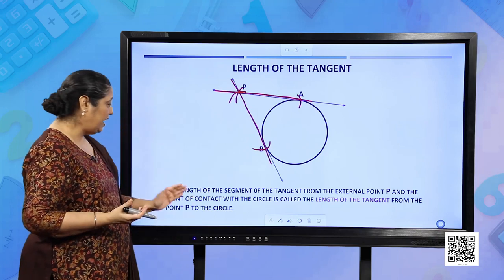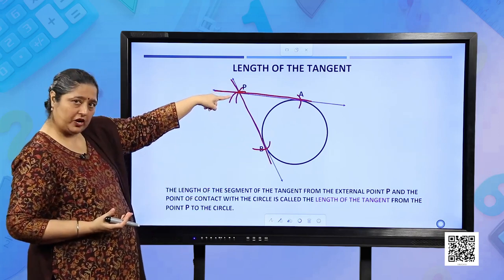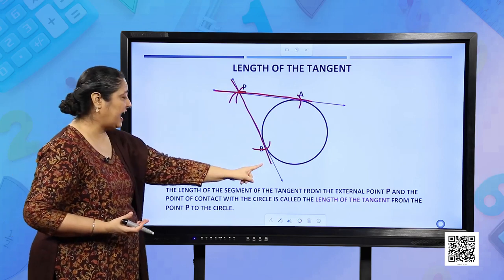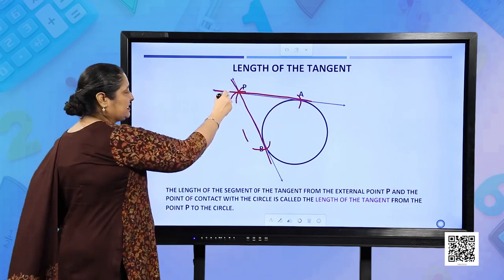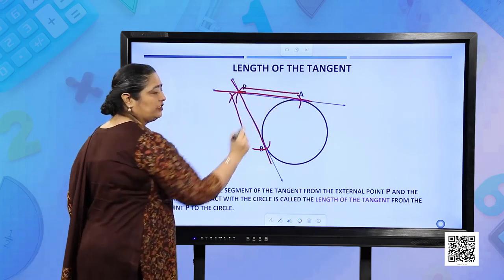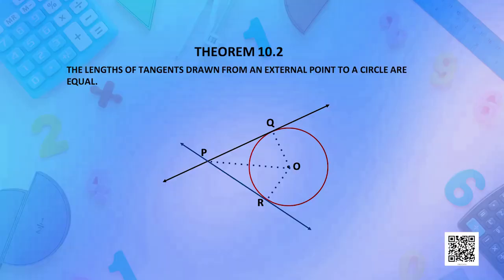In words we can say the length of the segment of the tangent from the external point P to the point of contact with the circle is called the length of the tangent, right. This is the length of the tangent, this is the length of the tangent. I hope it is clear. Let us move forward to theorem 10.2.